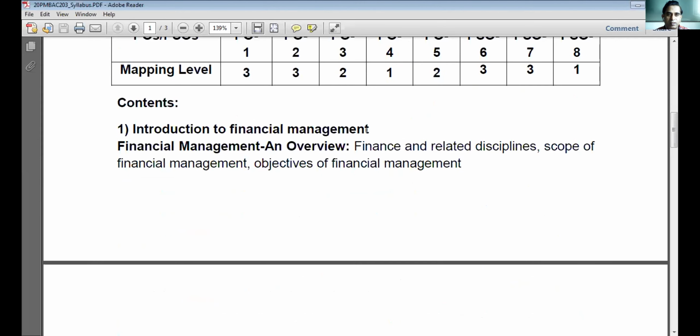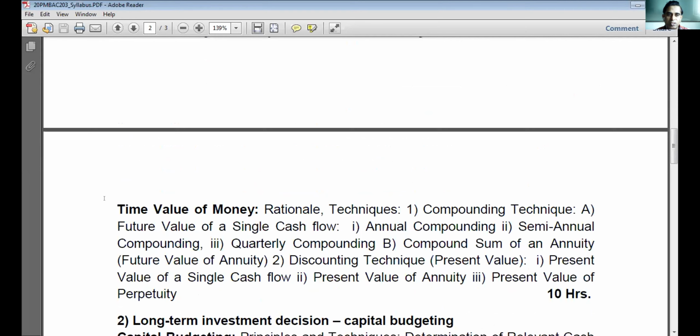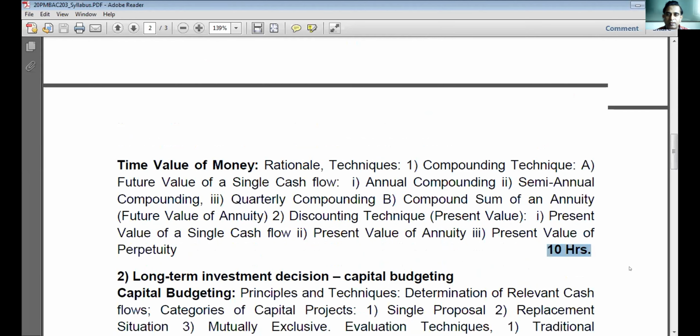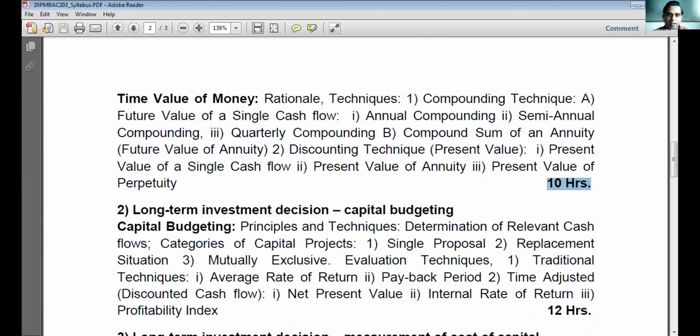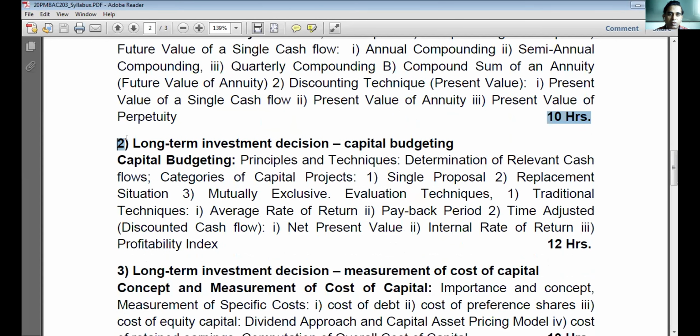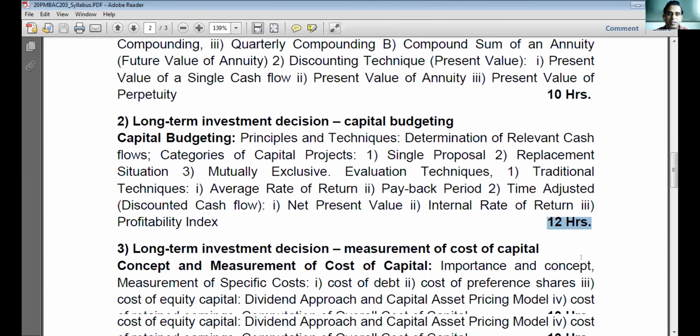So far, we have completed an introduction to financial management, 2 chapters in that. Chapter 1, financial management and overview, and chapter 2, time value of money. 10 hours were required, and we completed that in exactly 10 hours. Unit 2, long-term investment decisions, capital budgeting. We learned chapter number 9, capital budgeting evaluation techniques, a total of 12 hours.